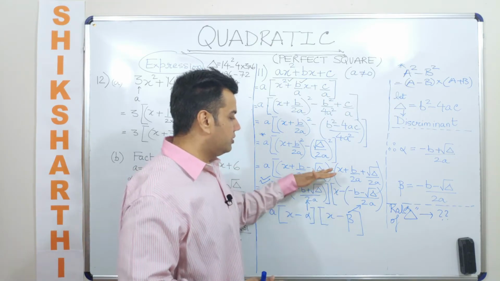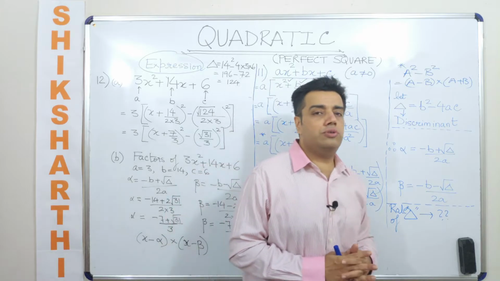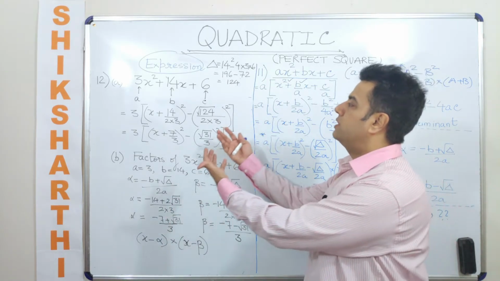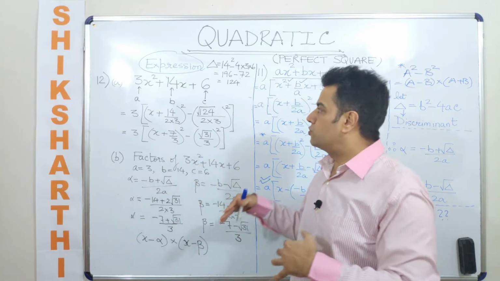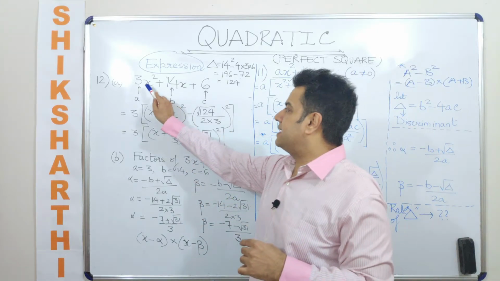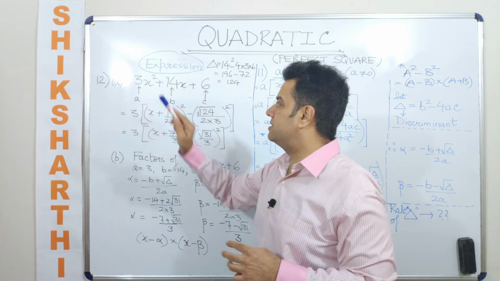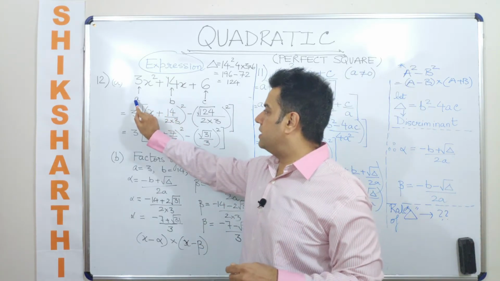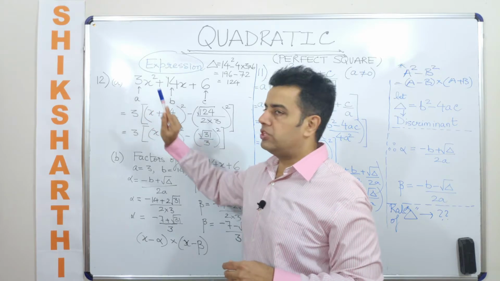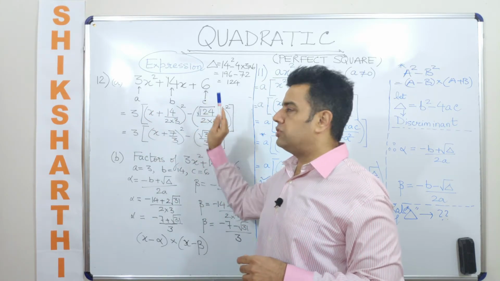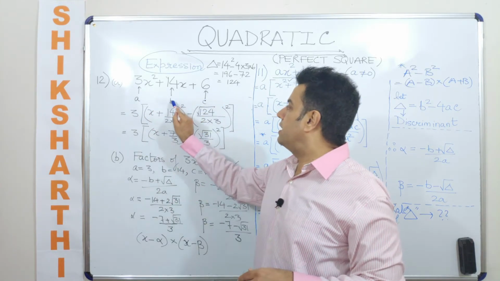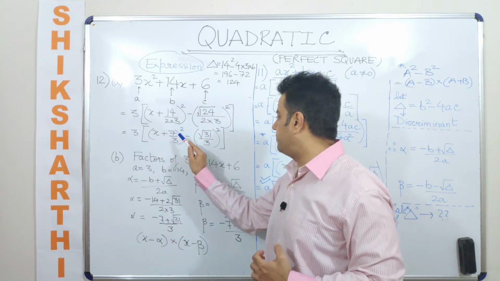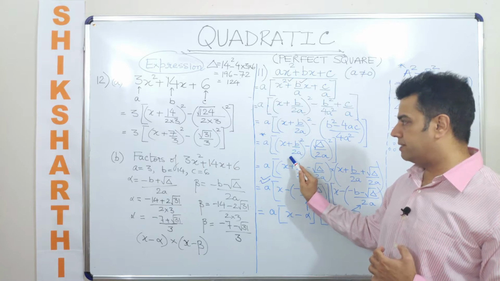Now once you have understood this, finally, if I take an example, you will be able to understand how to apply this. I have taken a quadratic expression as 3x square plus 14x plus 6. The leading coefficient here is 3, the trailing coefficient is 6, the value of b, the interim coefficient, is 14, and to make it a perfect square, I simply pick it up from here.